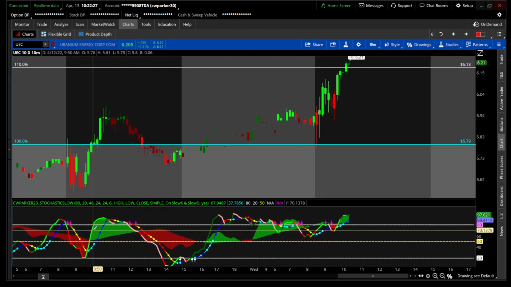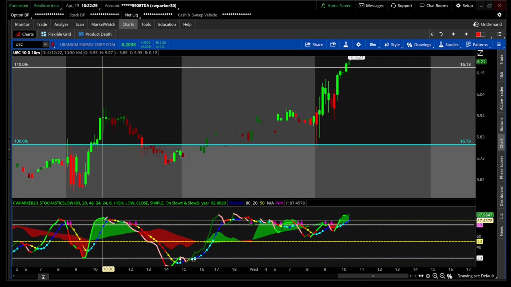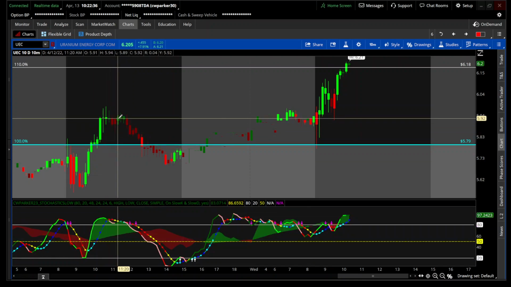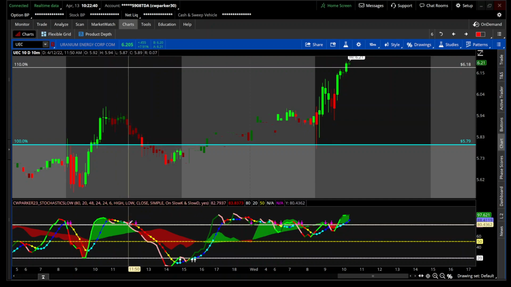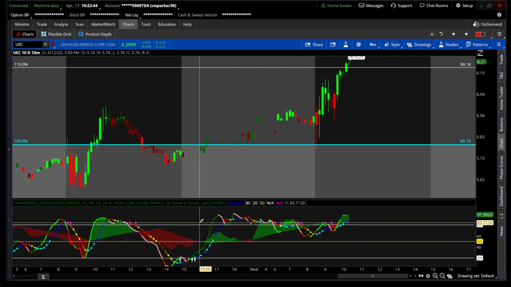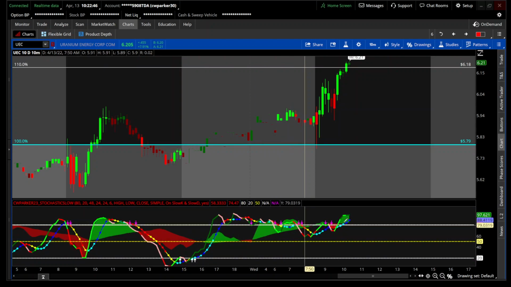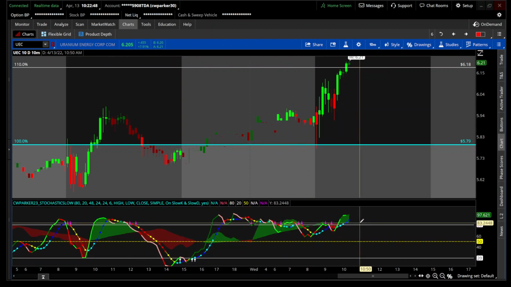It would have kept you in this trade up until this period. You probably would have wanted to exit there, but you might not have, because all this volume is low volume. But I definitely would have exited here if it was just for a scalp. And oil is back up, so these uranium energy stocks are back up as well.